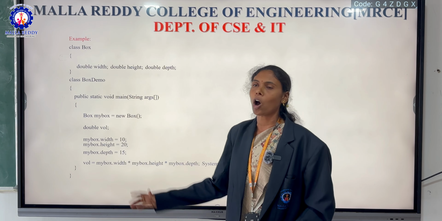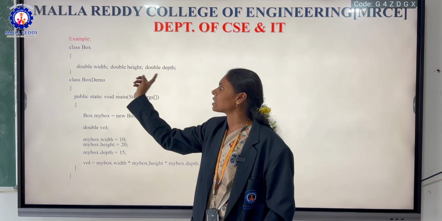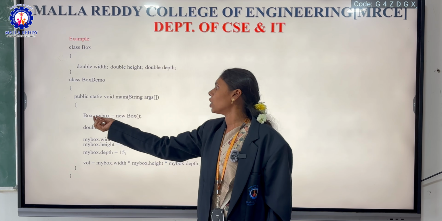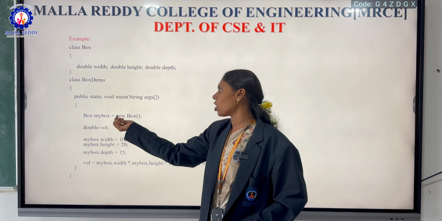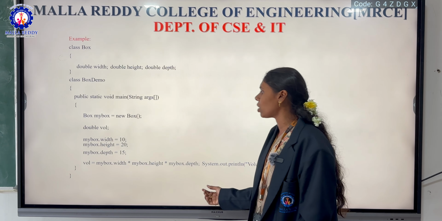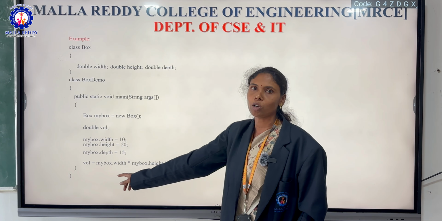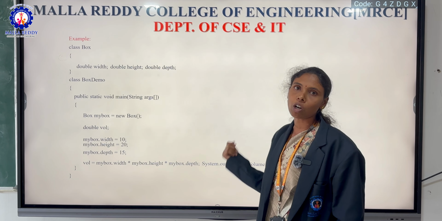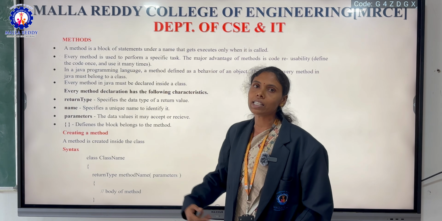This is another example. Here we are taking the box. In the box we are declaring some variables, and we are creating the object: Box equal to new Box. In that we are declaring the variable that can be represented with the following formula: total volume equal to width into height into depth, equal to the total volume. Another one is the method.